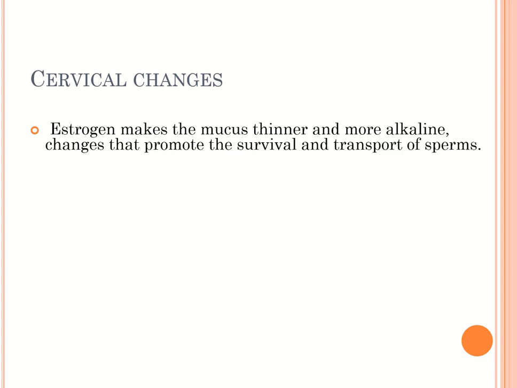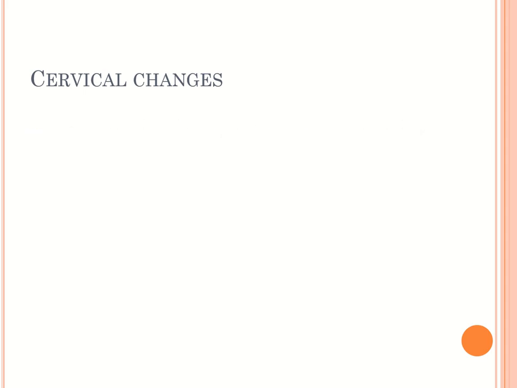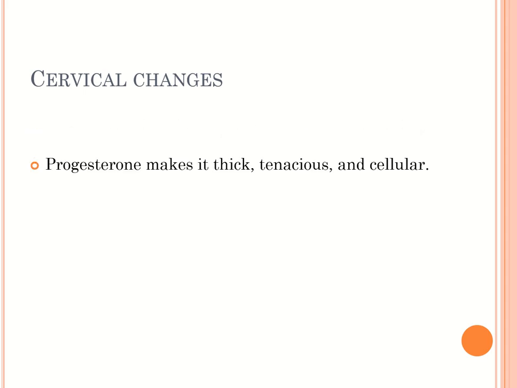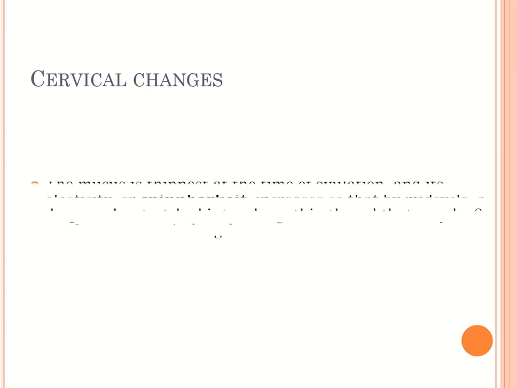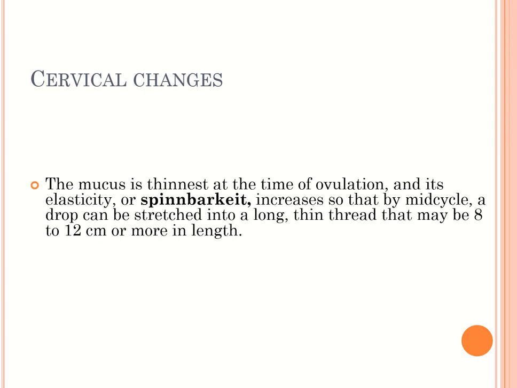But after ovulation, we don't want further sperm entry, right? So after ovulation, remember, under the influence of progesterone, the cervical mucus becomes very thick. It becomes tenacious and more cellular. So the mucus is thinnest at the time of ovulation, and its elasticity is called the spinnbarkeit appearance.